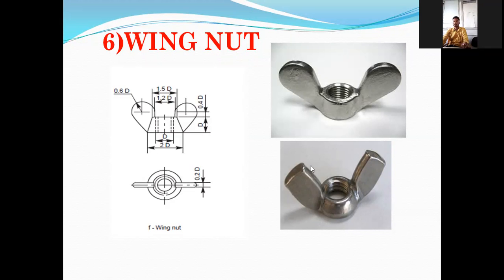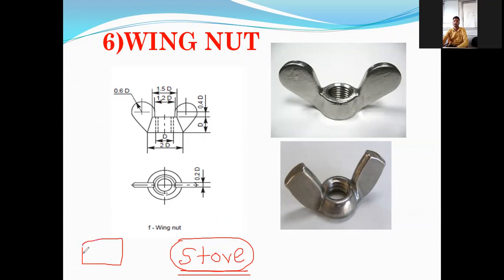Where are such types of nuts used? You might have seen nowadays... स्टोव कुणी पाहिलाय का? स्टोव, it is one of the instruments from the kitchen. Here there is a wing structure where we fill kerosene. स्टोव मध्ये केरोसिन, रॉकेल असतं ना? पाहिलंय का नाही, I am doubtful.